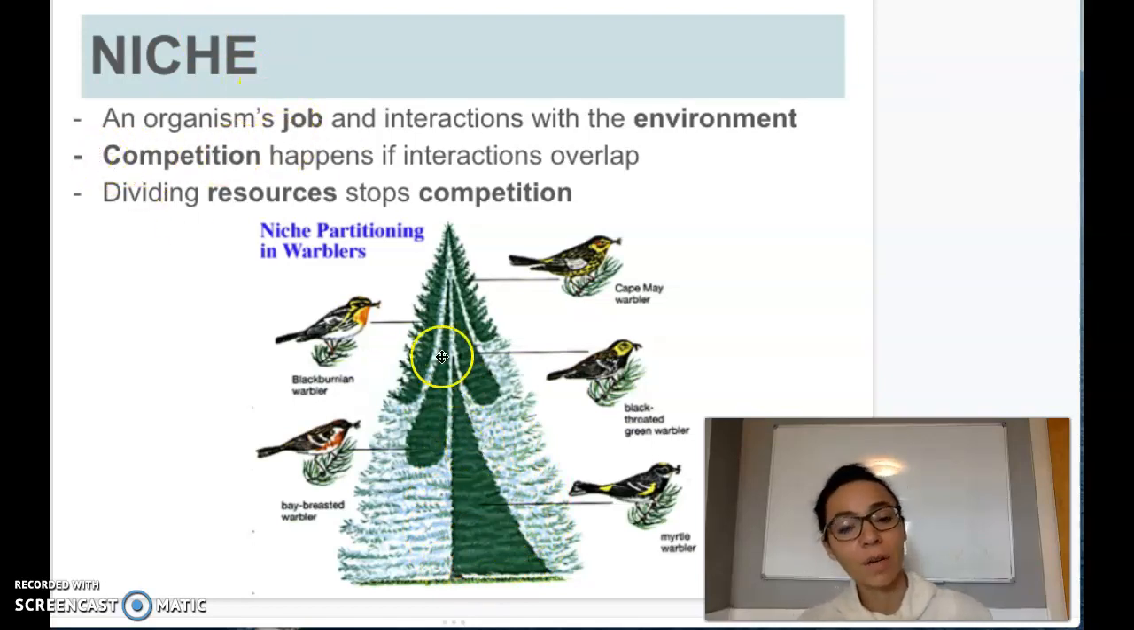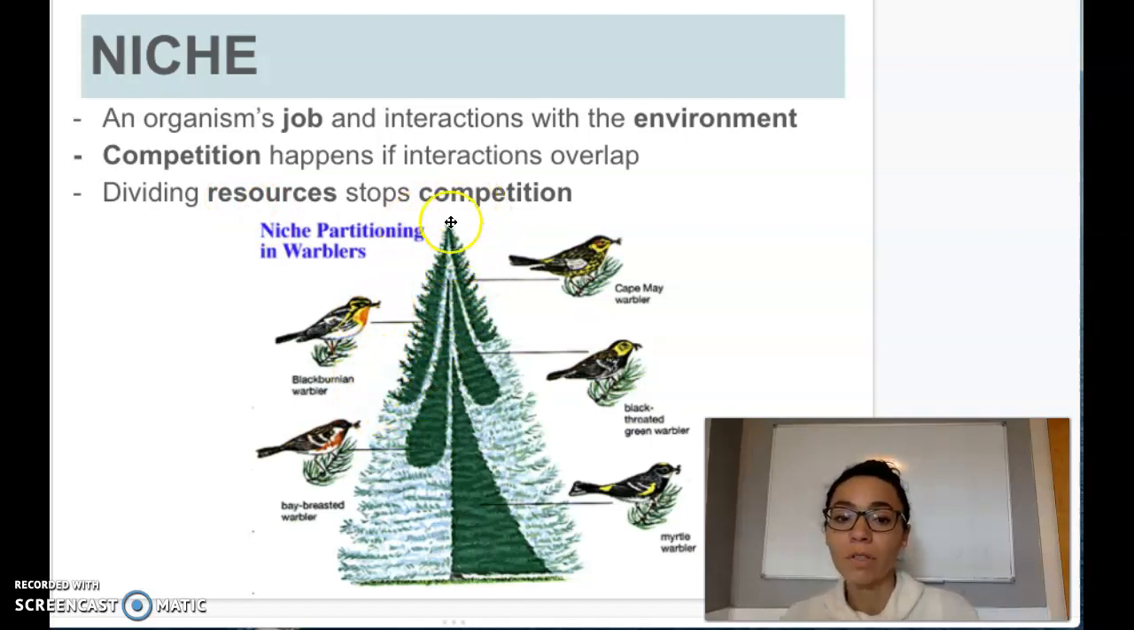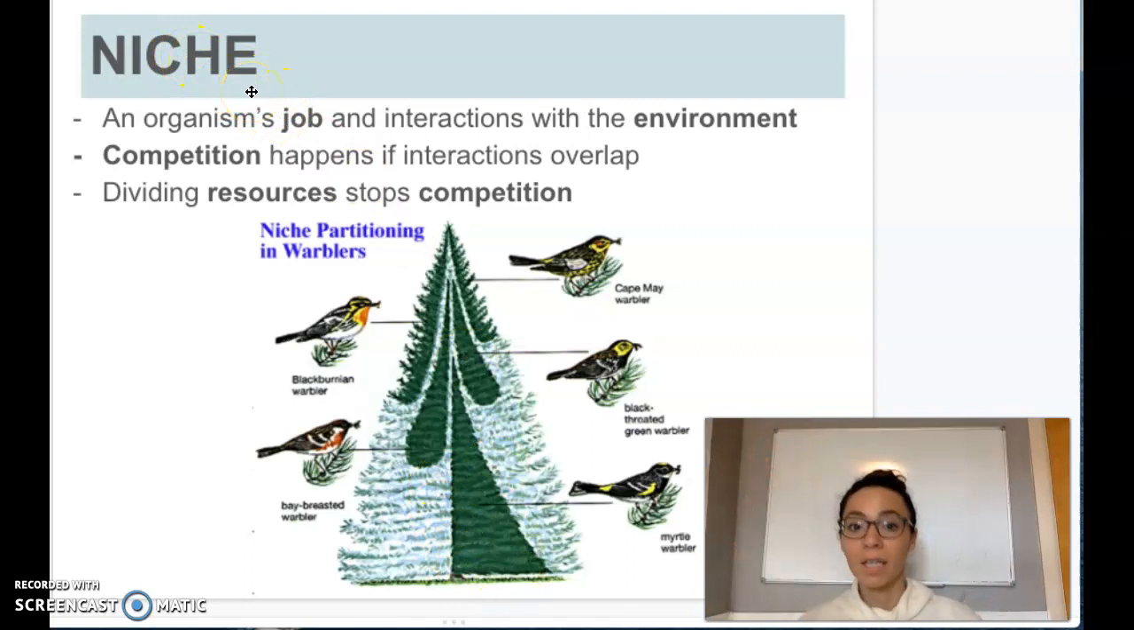And the reason why they have different places in the tree where they do their job, different niches, is because of competition. Okay, so now if they spread out, they eat different insects, so they don't compete for the same food. Compete means to fight over the same food. So they don't fight over the same food because they live on different parts of the tree. So dividing resources stops competition. Dividing resources means this bird uses the food and home on this part of the tree, while the myrtle warbler uses the food and home on this part of the tree. Okay, so they each have their own niche, their own special job in the ecosystem.